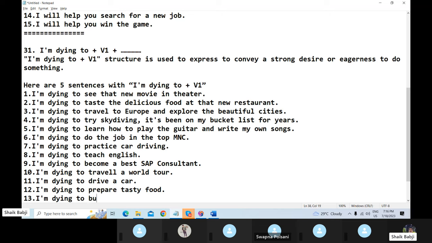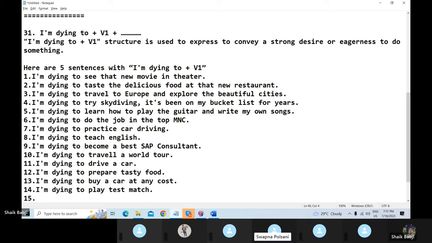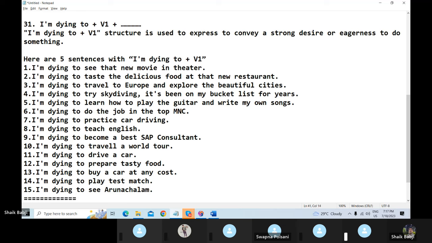I am dying to buy a car at any cost. I am dying to play cricket. Here, one thing you must understand: while using this structure, the verb must not be in the ing form, I mean, after to. I am dying to play test cricket. I am dying to play a match, not test cricket. Okay. I'm dying to see. Okay, fine. Have you understood? Yes, sir.